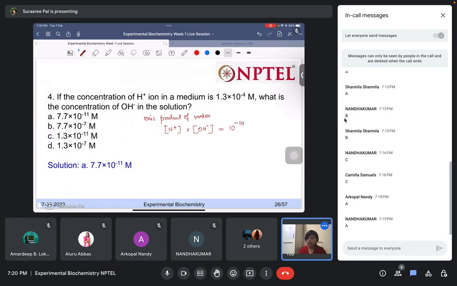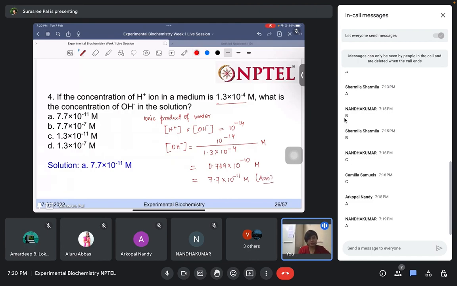Alright. So here the hydrogen ion concentration is given. So how do you calculate the OH minus ion concentration? You will be getting it by dividing 10 to the power minus 14 by 1.3 into 10 to the power minus 4 molar. Right? So if you solve it, you will get approximately 0.769 into 10 to the power minus 10 molar, or you can write it 7.7 into 10 to the power minus 11 molar. So that is your answer.